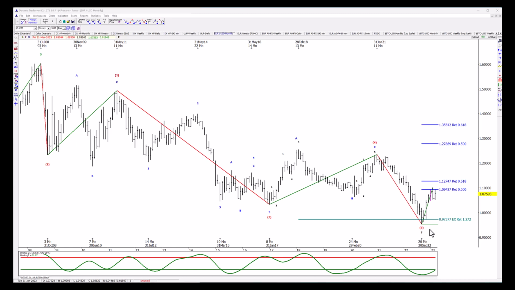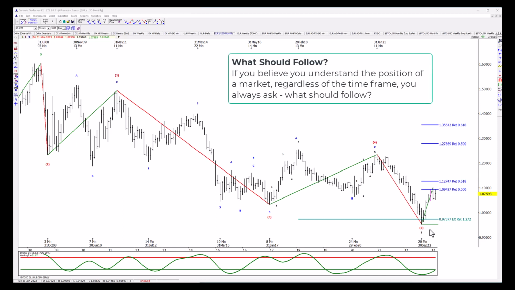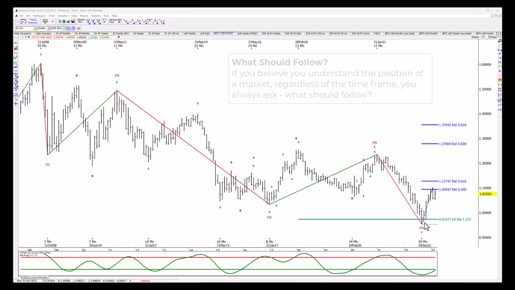So what we always do, no matter what time frame we're looking at, if we believe we understand the position of a market, then we ask the question, so what should happen now if that's the case? If this is a multi-year low, what should occur? Well, what should occur is we should have what's called an impulsive trend coming out of that low. Not a corrective trend, but an impulsive trend. That's the first sign that the higher time frame trend has reversed.